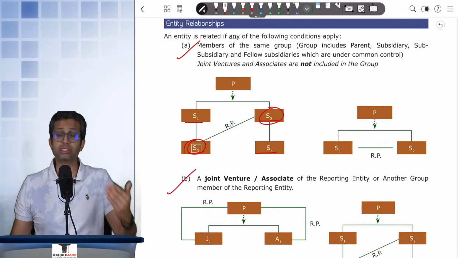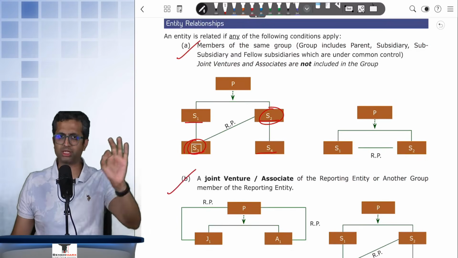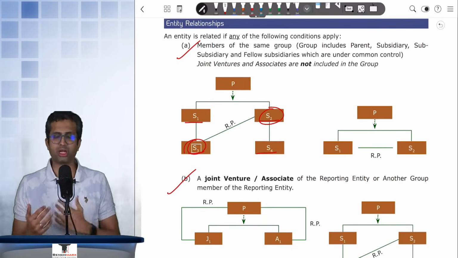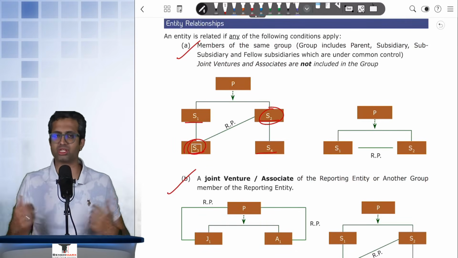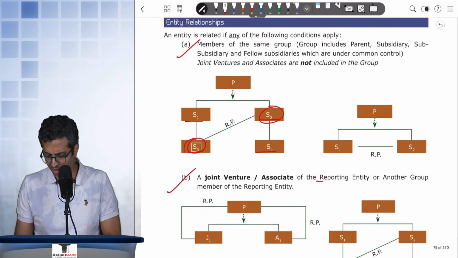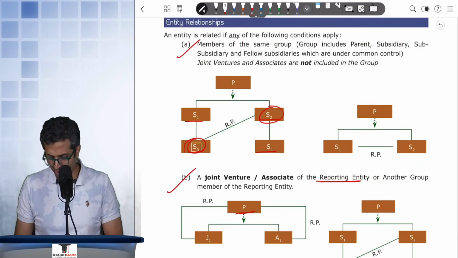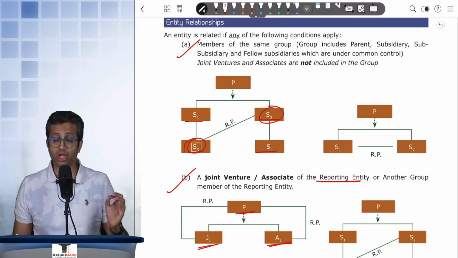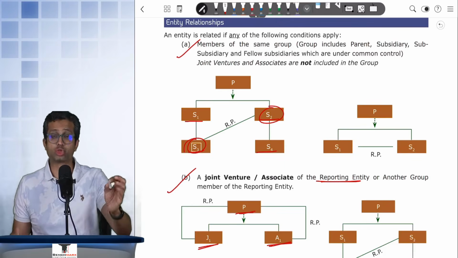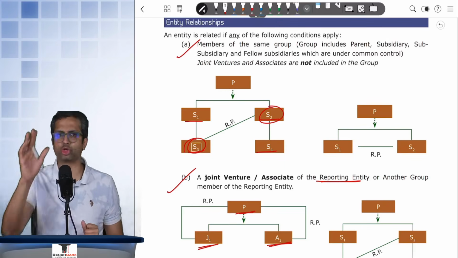The second clause over here is your joint venture and associate. We said they are not group members. However, they are also related parties. These are also parties which you can control, jointly control, or significantly influence. And hence, joint ventures or the associate of the reporting entity. So over here, there is P. P has a joint venture J1, related. P has an associate A1, related. At the same time, if you have a joint venture or associate even of a group member, that is also treated as a related party.